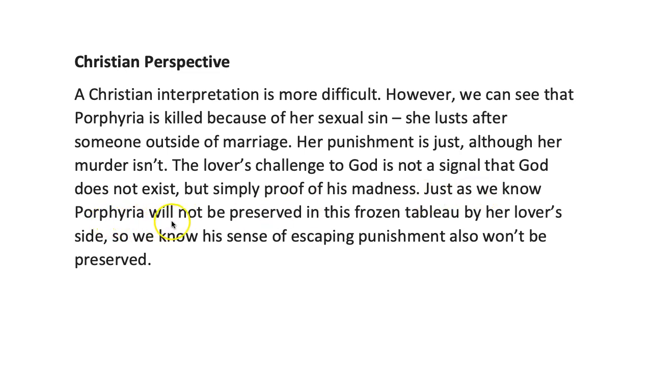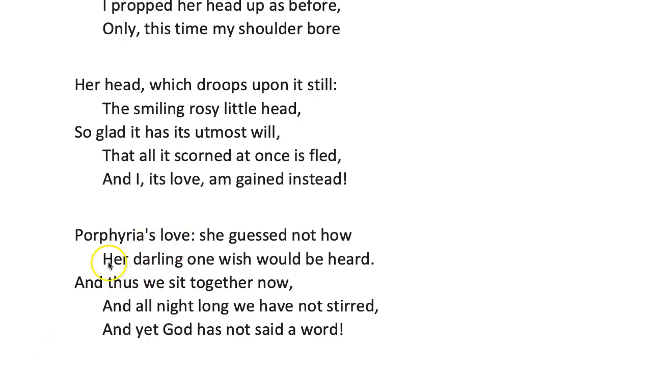Just as we know Porphyria will not be preserved in this frozen tableau by her lover's side, so we know his sense of escaping punishment also won't be preserved. So, from a Christian perspective, the description at the end of her sitting together with him is an illusion. She's not really together with him at all. This is in fact just a dead body, and there's no unity between them because she obviously wouldn't appreciate being killed. And so when he writes, "and all night long we have not stirred," this is just his illusion where he's saying, you know, she could have moved away from me if she wanted to. Well, obviously she couldn't because he's killed her. And therefore, his attack on God just appears as another illusion indicative of his madness. And therefore, the Christian reader expects the response from God to be eternal punishment of his soul.